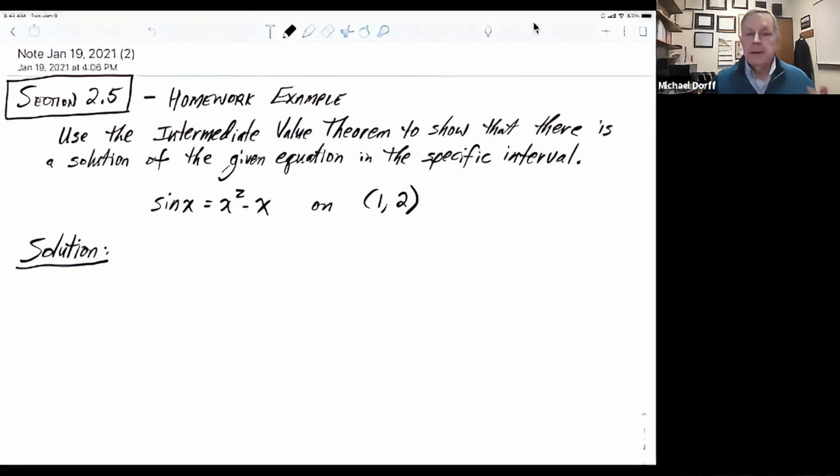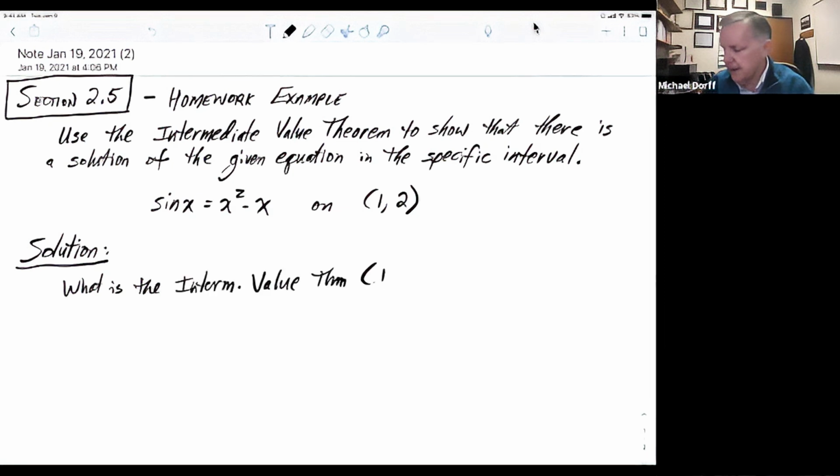All right, so there's a big clue on what I'm going to use to solve this problem, and it says use the intermediate value theorem. So what is the intermediate value theorem? And I'm going to abbreviate that from now on as IVT.